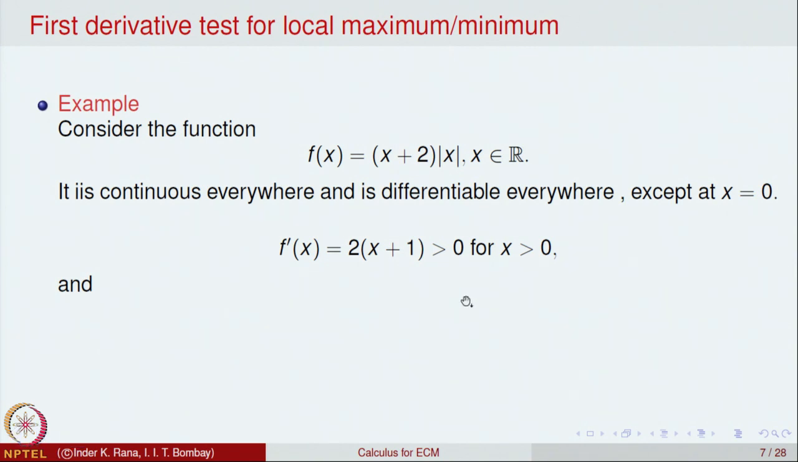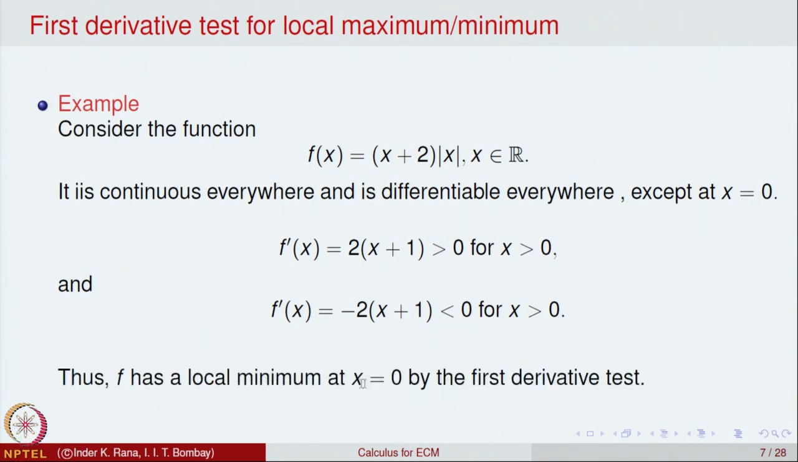And similarly, if I look at the left side of this function, mod x will be minus x. So, it is minus x plus 2 into minus x. So, that will be minus of 2x plus 1, for all values x less than 0. So, on the right side the function has positive derivative, on the left side the function has negative derivative.